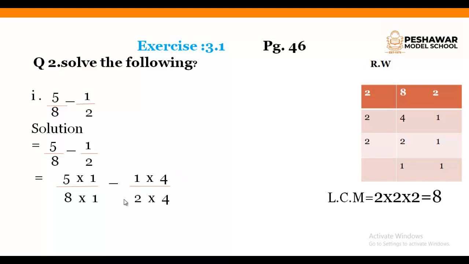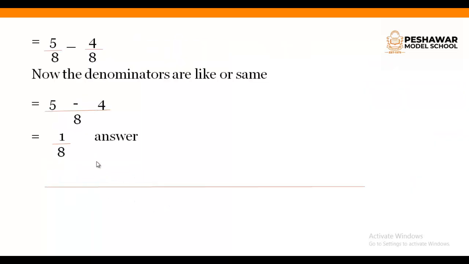So this is called multiplication of the numbers. 5 1s are 5. 8 1 times 8. 1 4s are 4. 2 4 times 8. Now the denominators are same. 5 by 8, subtraction sign, 4 by 8. Subtraction is possible. 5 subtract 4, you will get 1 by 8. This is the answer of your subtraction sum.